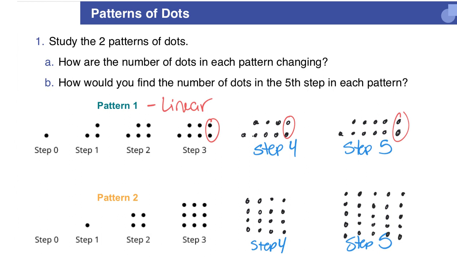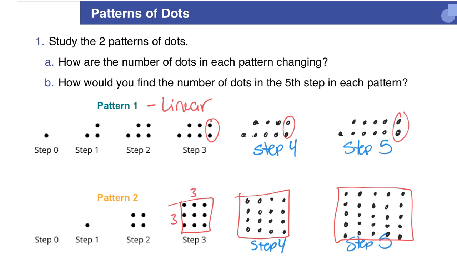Pattern 2 is doing something very different. We're not adding the same number of dots each time. You may have thought about it as adding a row and another column with each step. That's one way to look at it. Another way to look at it is that we keep creating these squares, and the squares are the length of the step number. So for example, in step 3, our square was 3 by 3. In step 4, our square was 4 by 4. And in step 5, our square was 5 by 5.